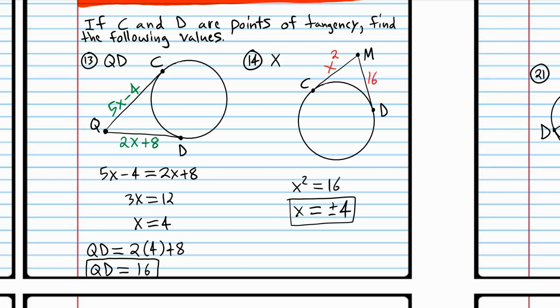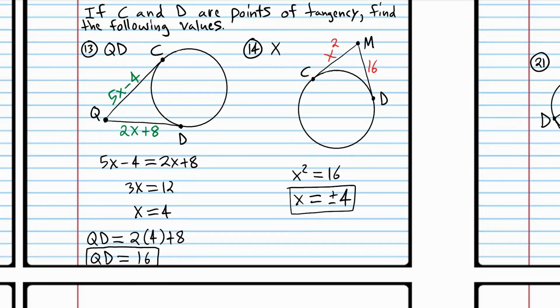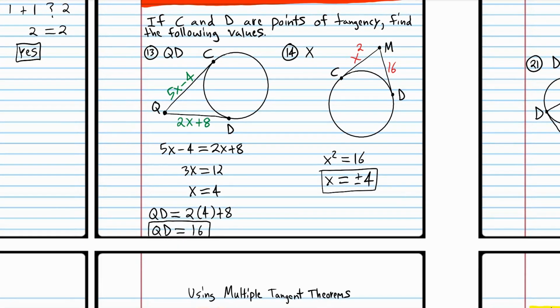If you plug in a negative x value here and you end up with a negative length, like if we got negative 16, then that wouldn't work. That would not be a solution. But because you plug in a negative and it turns it to a positive and you still have a positive length, a negative value can still be a solution.